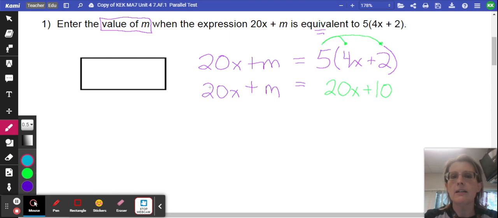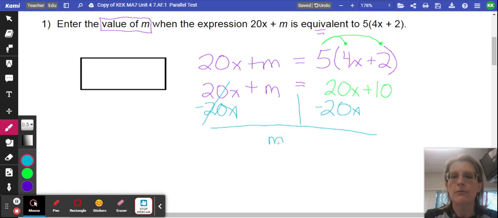But if you didn't see that, we could also do this trick that Ms. Pollock showed me. I have 20x on this side and 20x on this side. So I want to keep it balanced. I can subtract 20x from both sides and it will still be balanced. So on this side, the 20x's will cancel out and I'm left with m. On this side, the 20x's will cancel out because 20x minus 20x is 0. And I would get m equals 10.